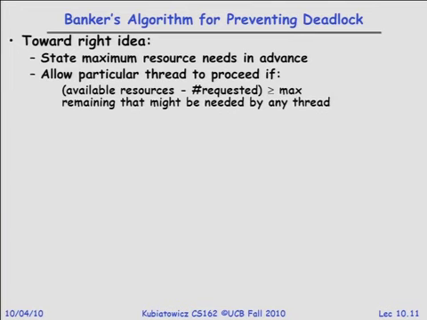Now the more important question is, why is this over-conservative? Yes? All you need is the one that needs the least amount of disk drives to finish. So even if there's a thread that needs 2, there's one that only needs 1, and that one can take the disk drive, do whatever it needs to do, and finish, then you prevent deadlock by moving things.